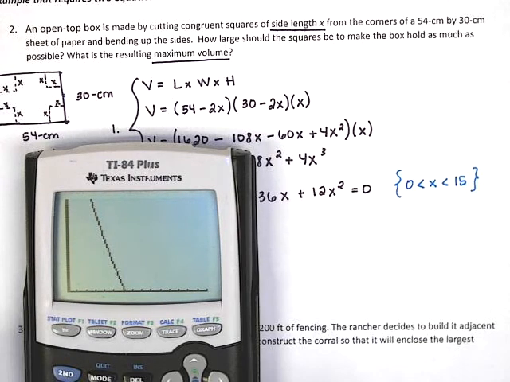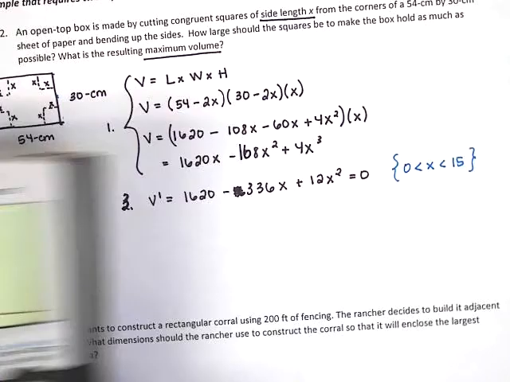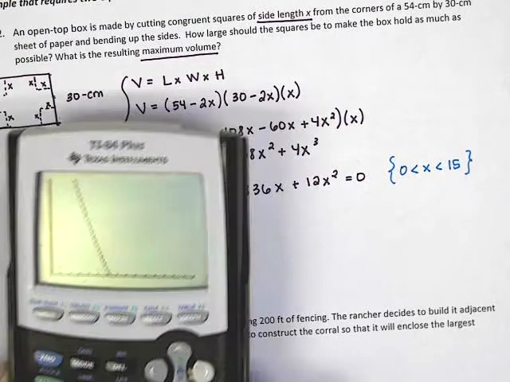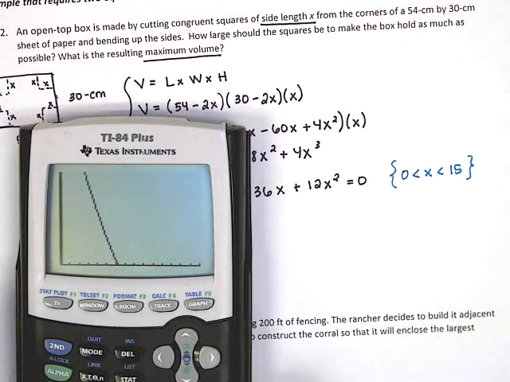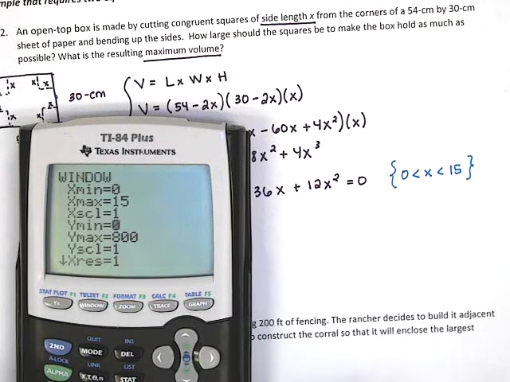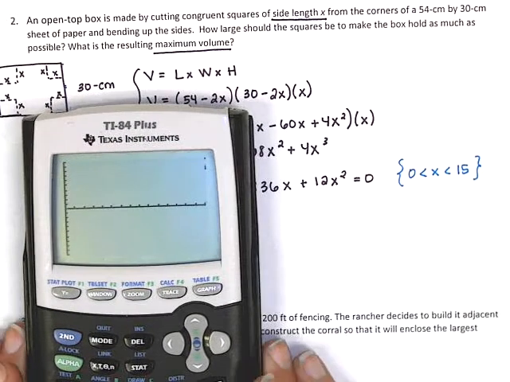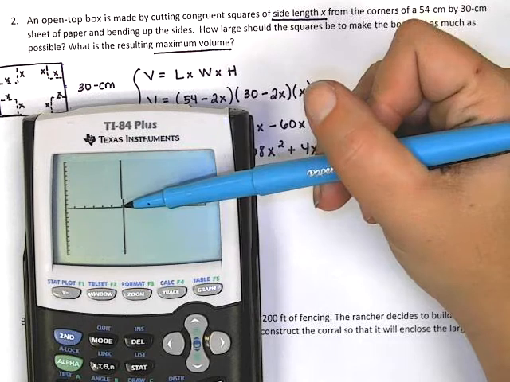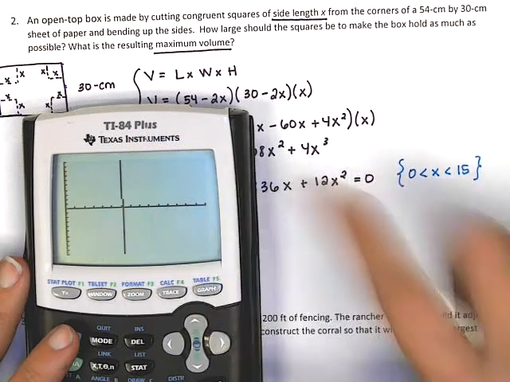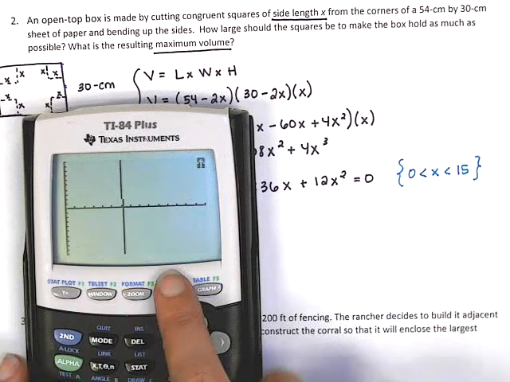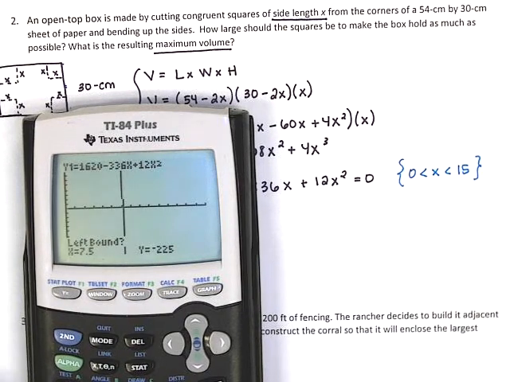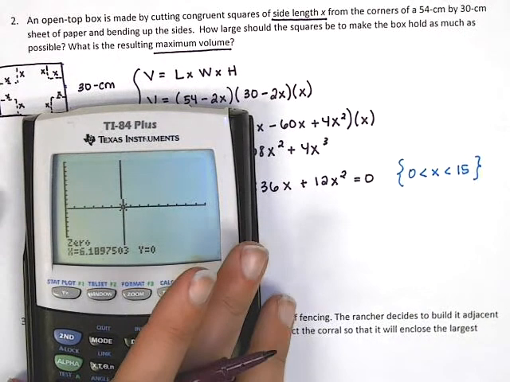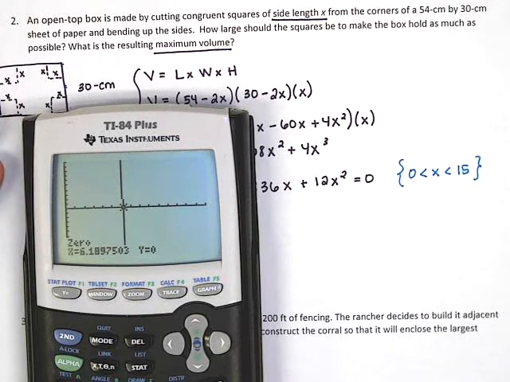And it looks like my maximum of my volume is going to be somewhere up there. Okay, wait. I need to change my window again. -10 to 10. There we go. So it looks like my maximum of my volume is going to be here, where my equation equals 0. So to find this 0, because I want to know where my equation equals 0, I'm going to go to second, calculate 0. That 0 is going to be between 0 and 15, and I'm going to get 6.1897, which I'm going to round up to 6.19.